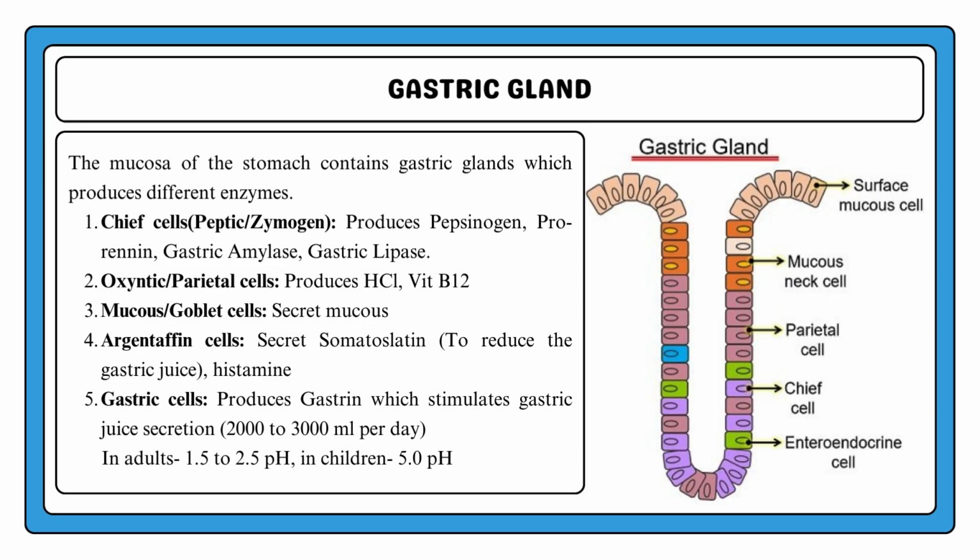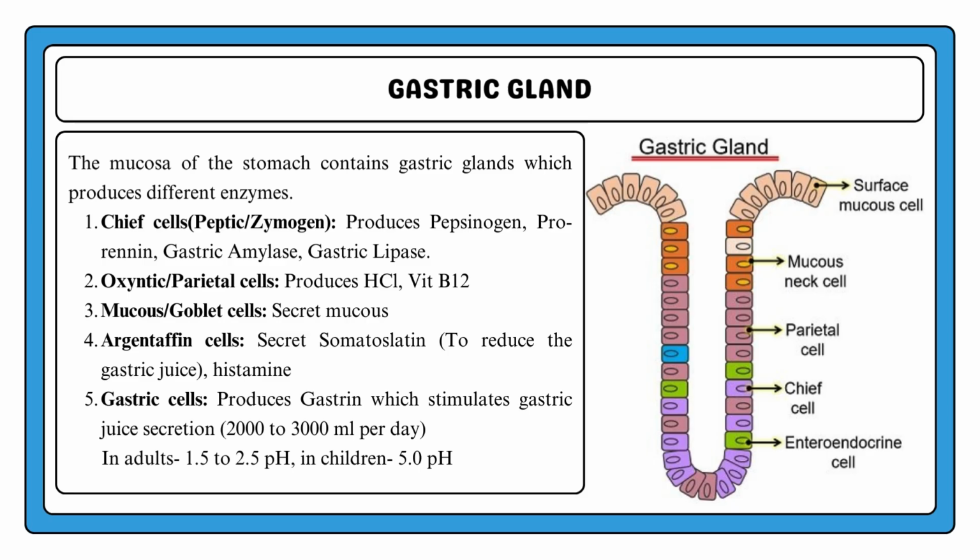Next one is oxyntic or parietal cells. They produce HCl and vitamin B12. Third one is mucus or goblet cells, which secrete mucus. Then argentophil cells, which secrete somatostatin, which helps to reduce the gastric juice to maintain the balance, and histamine.